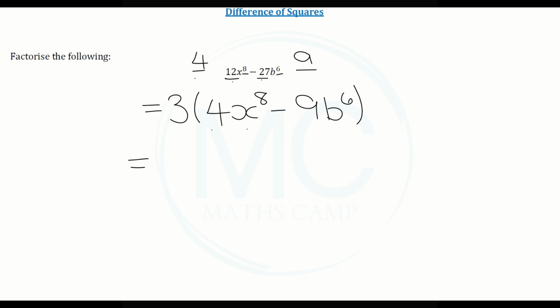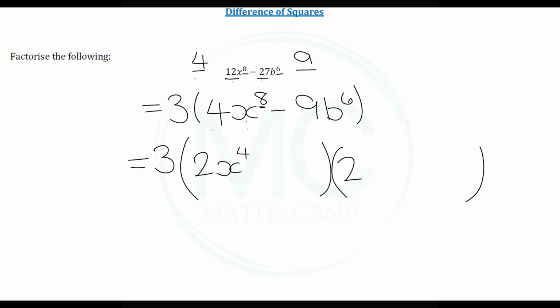Let's put our 3 outside of our bracket, open our first bracket, and open our second. The square root of 4 is 2. Now we have x to the power of 8. To square root, all we do is divide the exponent by 2. 8 divided by 2 is 4. So we get x to the power of 4 over here, and then 2x to the power of 4 over here.